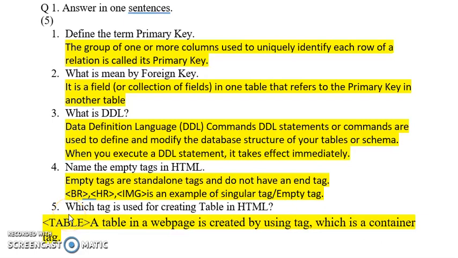Okay, so the first question for the answer key of this paper is define the primary key. Primary key is nothing but a group of one or more columns which is used to uniquely identify each row in a relation. So this is the definition of primary key. Next we have foreign key. Basically, a foreign key is required when you have two tables, meaning one table is referred to another table with the help of the primary key of the first table, which is considered as a foreign key.